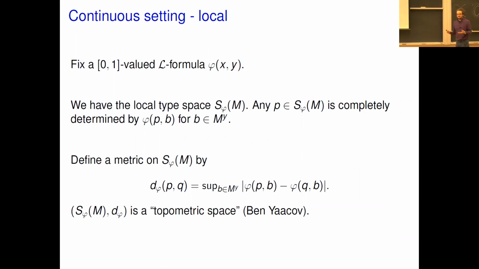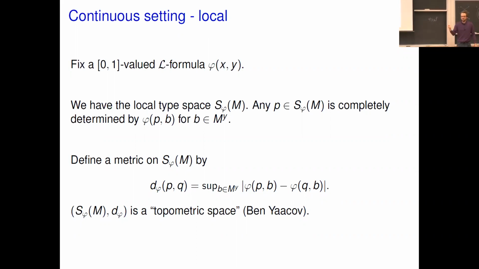We have the local type space, which can be constructed in a number of ways, S_phi(M), and you have the same kind of behavior as in discrete logic. Any local type, any phi-type, is completely determined by how it behaves on instances of the formula. This notation means what value does the type say that phi(x,b) takes? It's not 0 or 1 anymore, it's some real number. If you look at the literature, this might be written like this instead.